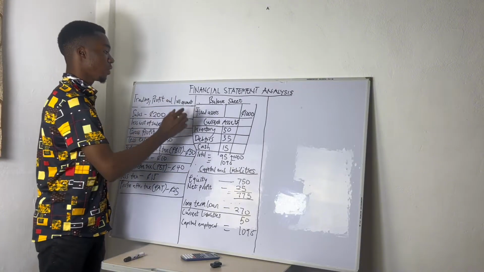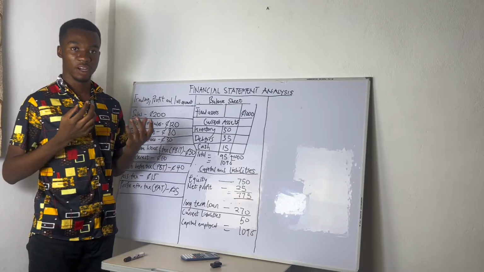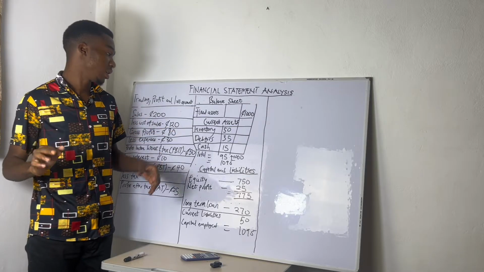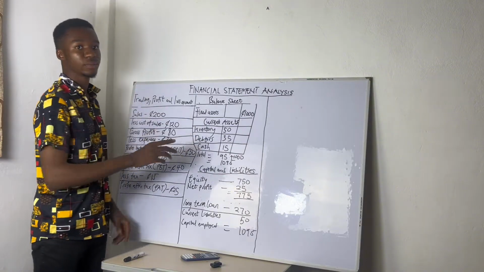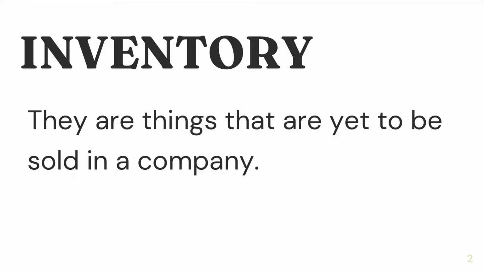Now we move on to the current assets. The current assets are the things that you have in the company, or the valuables that you have in the company. But then they are not long term. They are just short term. After some time, they are not going to be there again. So the first one under the current assets we have is inventory. Inventory means the things that are in the company that are yet to be sold.